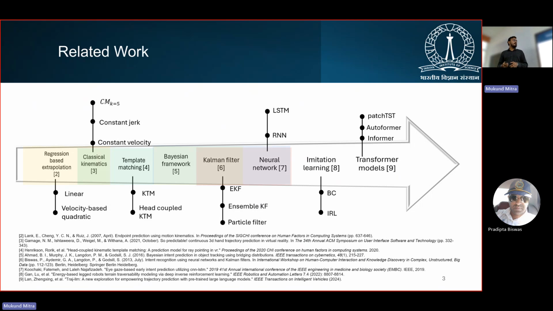In parallel, in robotics, imitation learning is being used to make the robot learn from human demonstrations. And recently, transformer models, which were built for NLP tasks, have been used for time series prediction as well for the last couple of years. And of course, there are many hybrid models, which are a combination of any of these frameworks.